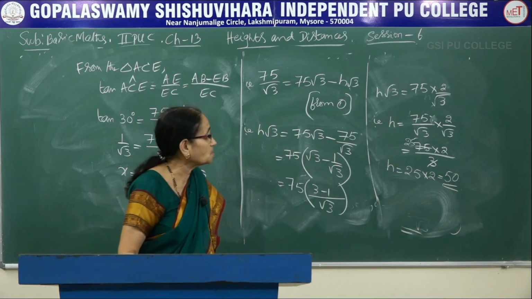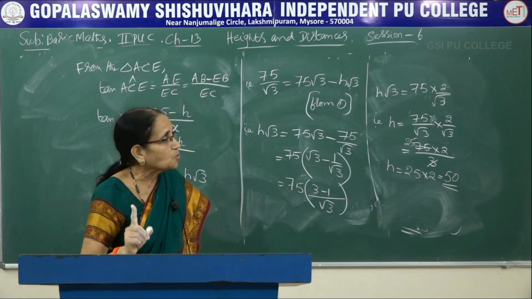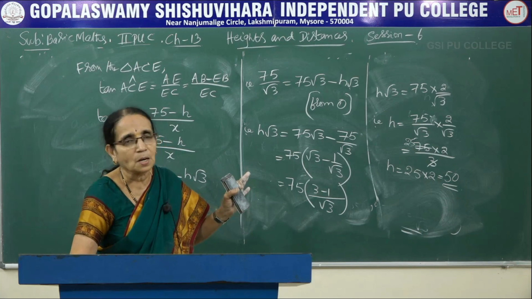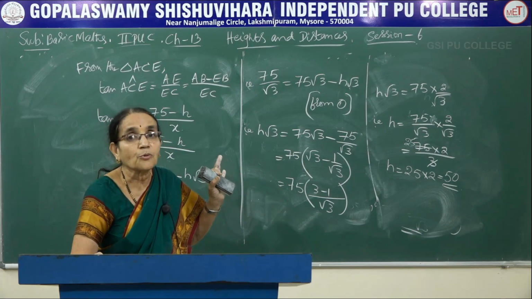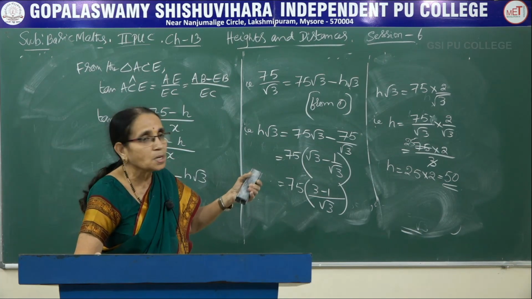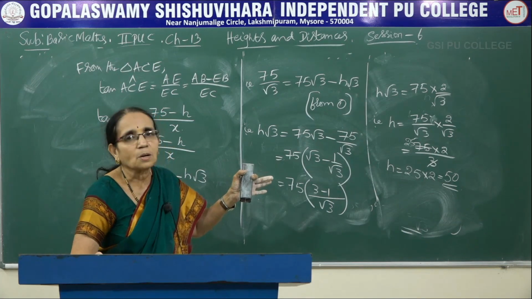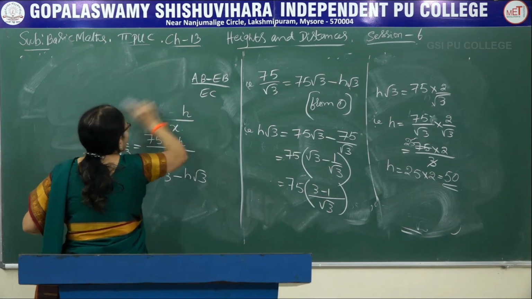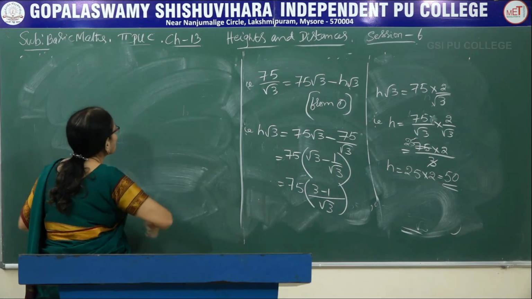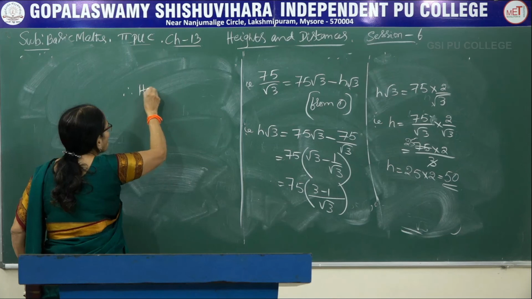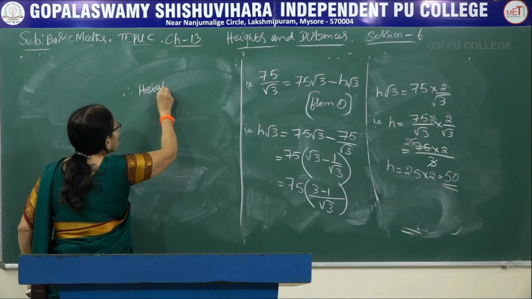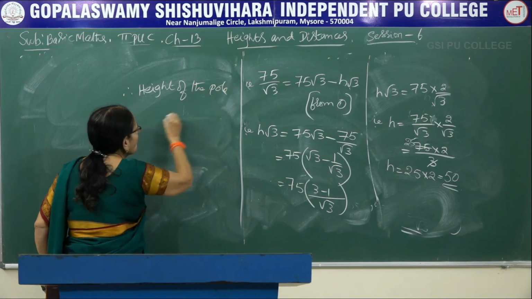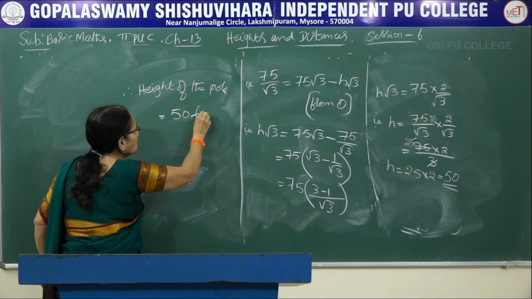So what does the H stand for? It stands for the height of the pole here. Height of the tower had been given, which was 75 feet. Now here the unit is feet. Therefore the height of the pole you have to write it as 50 feet. Finally you write the answer in a sentence. Therefore, the height of the pole is equal to 50 feet.